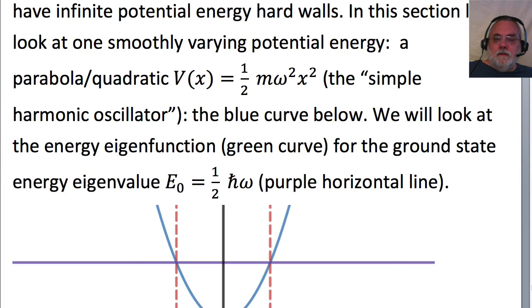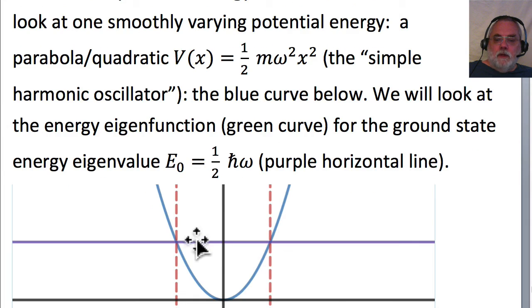The potential energy is this blue curve, where this horizontal black line is the 0 for energy. The horizontal axis is position. The vertical black line is x equals 0. The blue curve is that parabola. And we will look at the energy eigenfunction for the ground state energy eigenvalue E0 equals 1/2 h bar omega. This purple horizontal line is that energy.